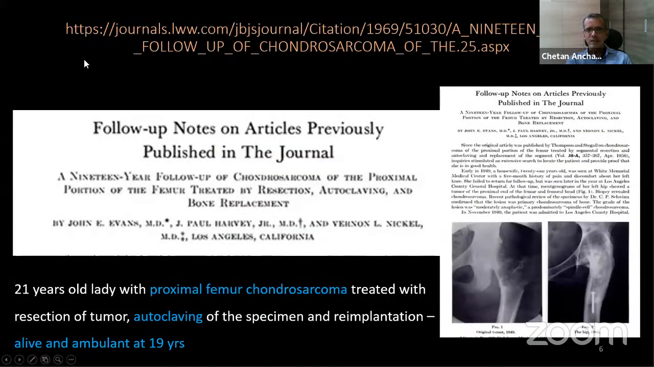Well, I was searching for literature when I came up with this case report, which was a follow-up case of chondrosarcoma that was reported in 1969. This was a 19-year follow-up of a 21-year-old lady with proximal femur chondrosarcoma treated in 1949, treated with resection of bone, autoclaving of the specimen and reimplantation, who was alive and ambulant at 19 years. The X-ray in this PDF picture on the left is her tumor X-ray, and on the right is at the time of this reporting, where she has got a nicely fused hip. And the fixation, if you see, was done with a single screw.